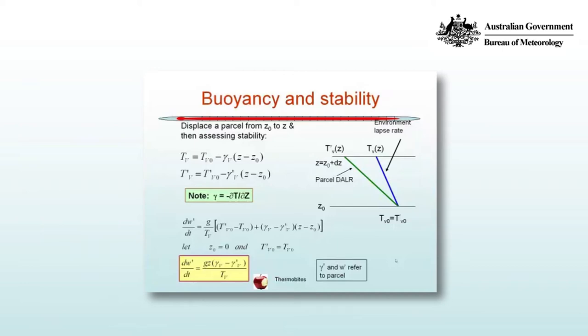And then we insert the terms for Tv dashed and Tv into the buoyancy equation: dw dashed/dt is equal to g on Tv, Tv dashed minus Tv. And when you do that, you end up with the equation as shown. So let's simplify that equation. Firstly, we'll let z naught equal naught. And secondly, the parcel of air starts in thermal equilibrium with its environment, so its virtual temperature before the perturbation is equal to that of the environment. And so we end up with a new buoyancy equation: dw dashed/dt is equal to g z on Tv multiplied by gamma v minus gamma v dashed, which is the lapse rate of virtual temperature of the parcel of air.